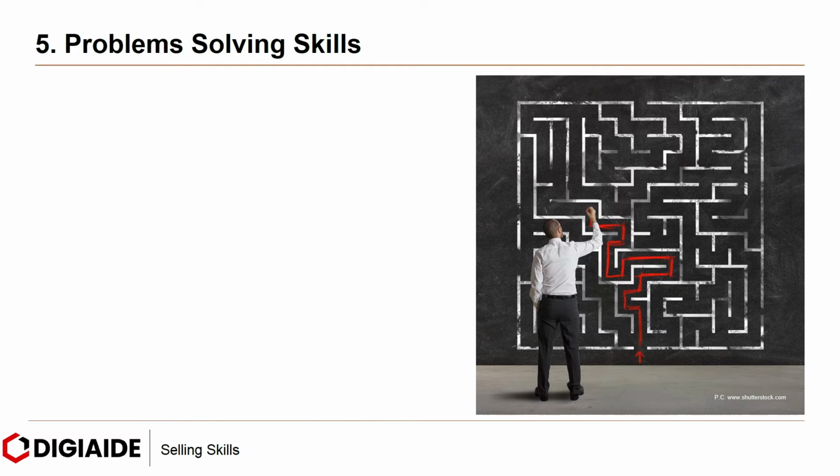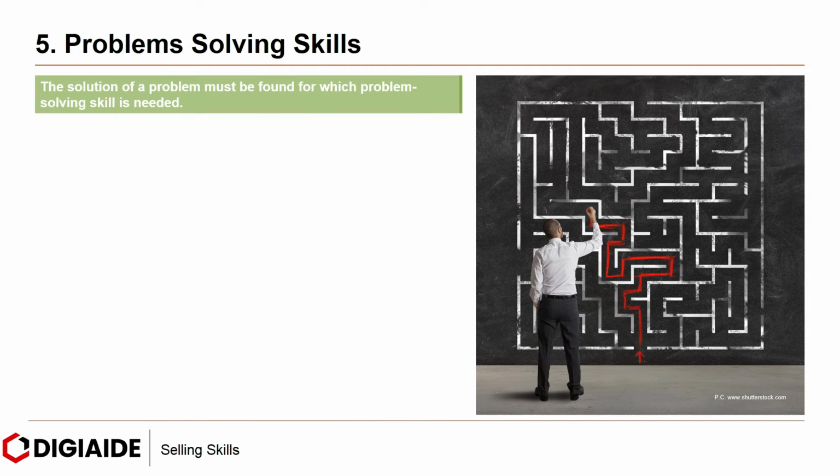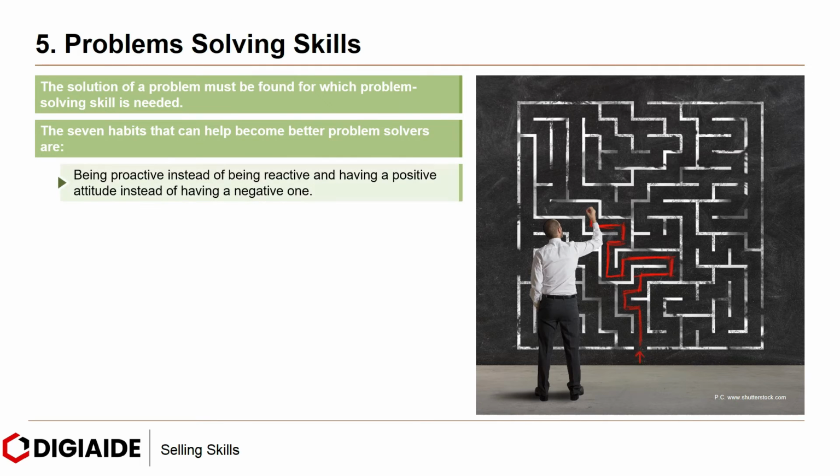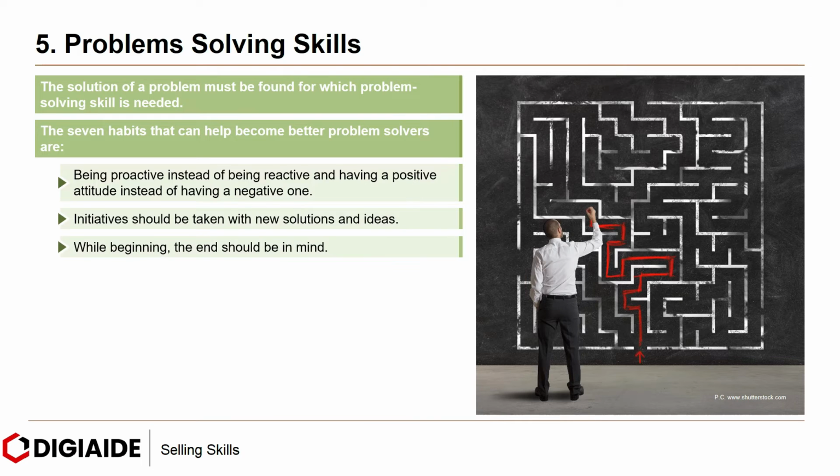Next, problem solving skills. The solution of a problem must be found, for which problem solving skill is needed. The 7 habits that can help become better problem solvers are: first, being proactive instead of being reactive and having a positive attitude instead of having a negative attitude. Next, initiative should be taken with new solutions and ideas. Third, while beginning, the end should be in mind.